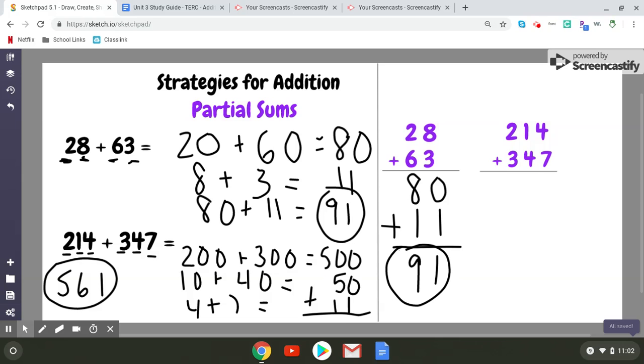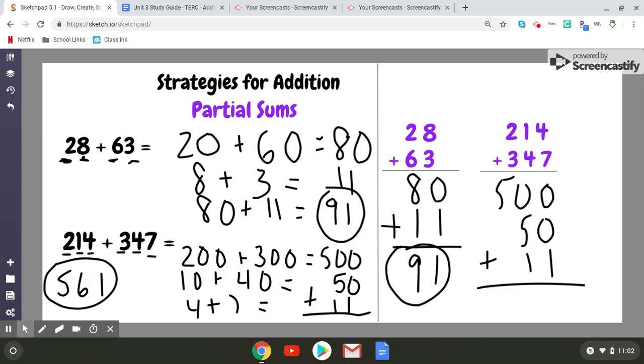Same thing over here. So we would add the hundreds first. They would do in their head 200 plus 300 equals 500. 10 plus 40 equals 50. And again, lining it up by place value. 4 plus 7 is 11. And then they can add it up like an algorithm, 561.